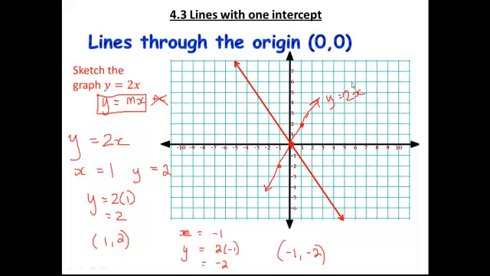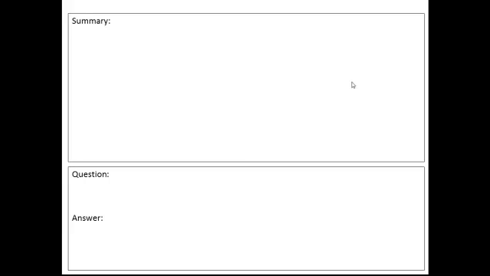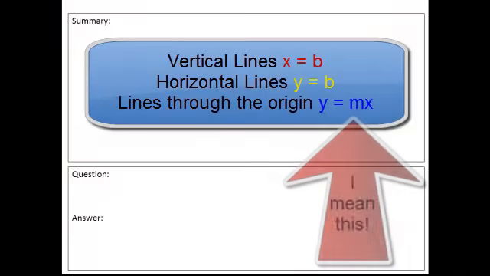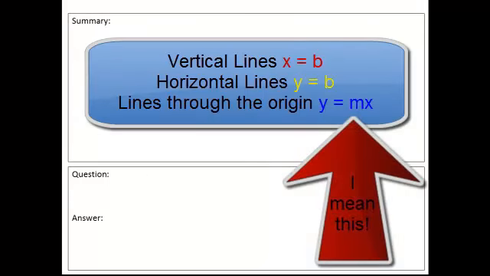Okay, so in this video, we have covered 3 different types of lines that only have one intercept. We've first talked about vertical lines, and those are always in the form x equals something. Then we talked about horizontal lines, and those are always in the form y equals something. And then we talked about lines that go through the origin, and those are always in the form y = mx, for example y = 2x.